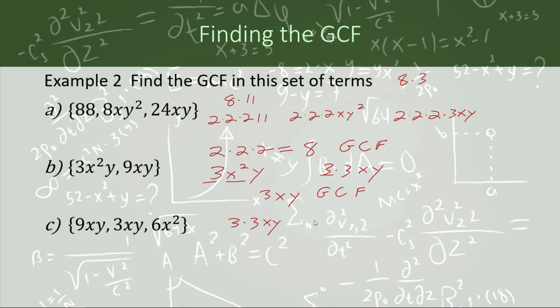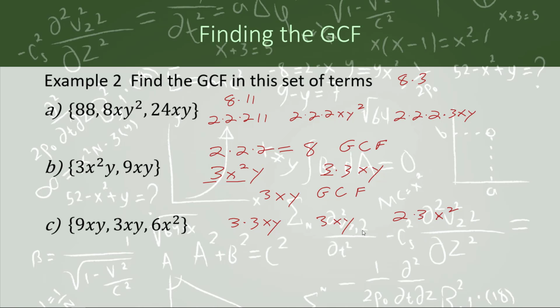3xy, and since 3 is a prime number, we can just go ahead and write that down. And then 6xy, which is going to be 2 times 3 times x squared. There we go. Those are the prime factorizations for our 3 terms.